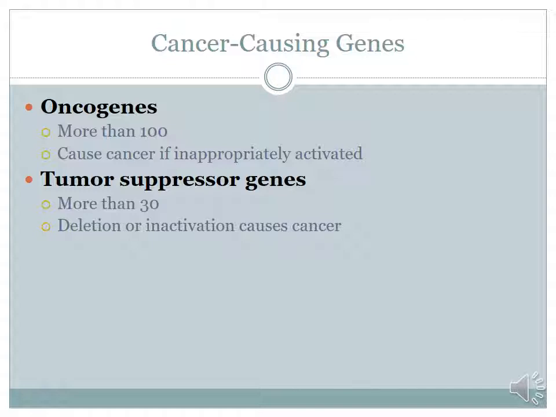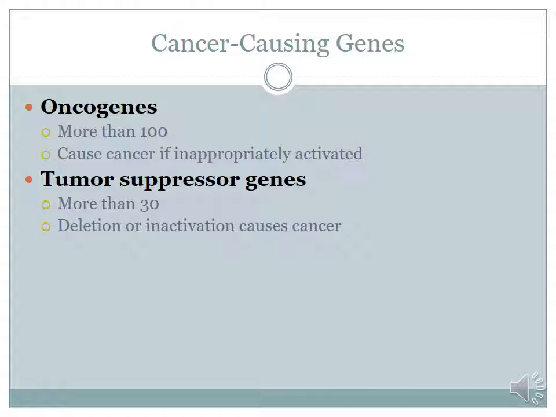more than 100 oncogenes. An oncogene is a gene that causes cancer when it is expressed when it wouldn't be in healthy cells, or it is overexpressed. In a sense, oncogenes are inappropriately activated.